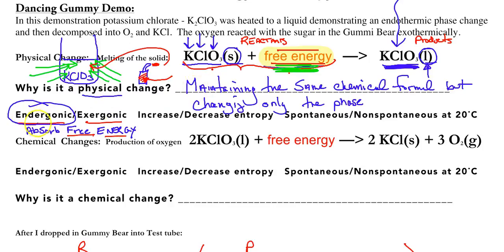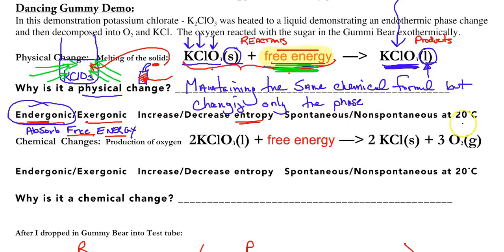Okay, now because it's endergonic and because free energy is flowing in, and I know that from how the reaction is written, energy is on the reactant side, we're going to say in terms of entropy, well, let's leave this for a second. Let's go to spontaneous.